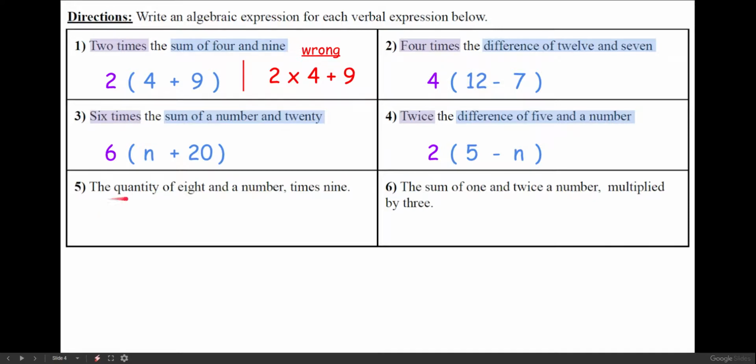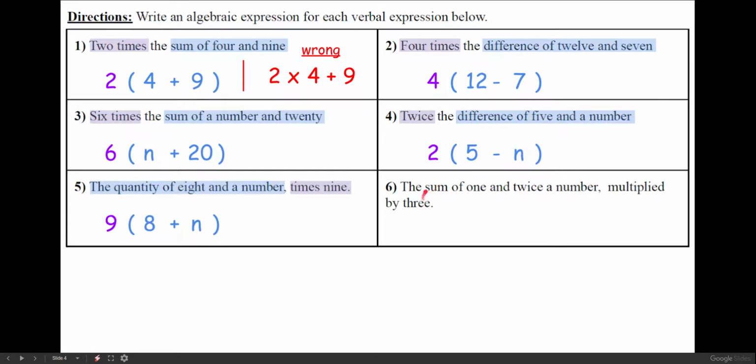All right, number 5, the quantity of 8 and a number times 9. Quantity is kind of a weird word. Basically, it's an addition problem. The quantity of 8 and a number, well, that's 8 plus a number, or 8 plus n, because we don't know what that number is, times 9. Oh, well, you just multiply by 9. Now, if you wanted to, you can put the 9 afterward, and it's the same answer.